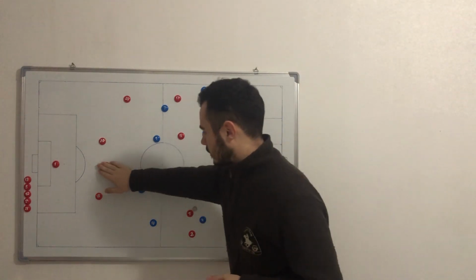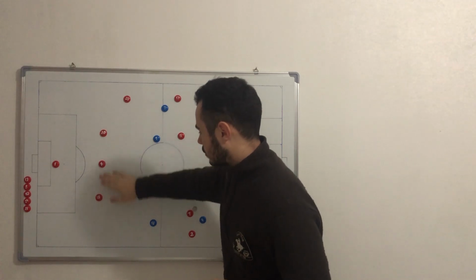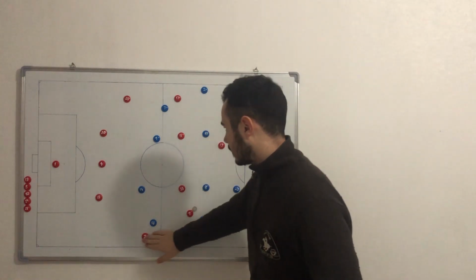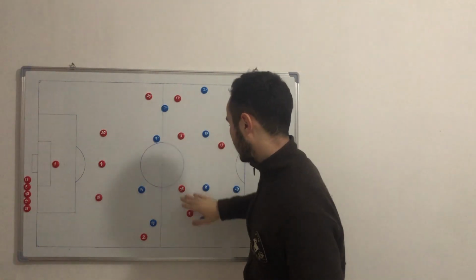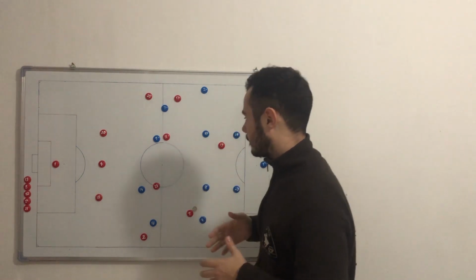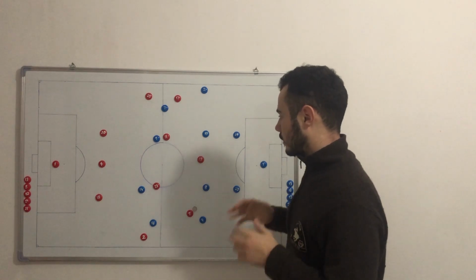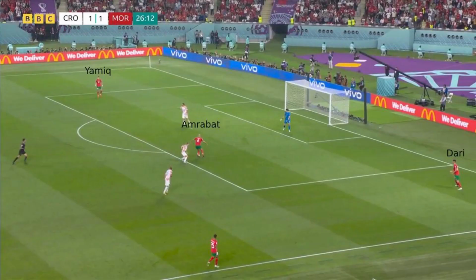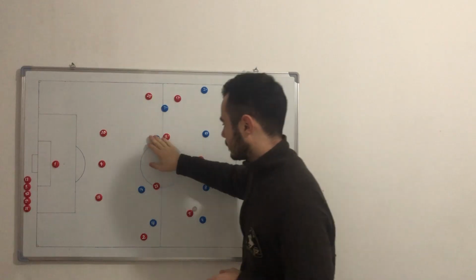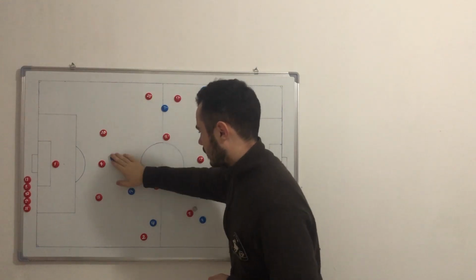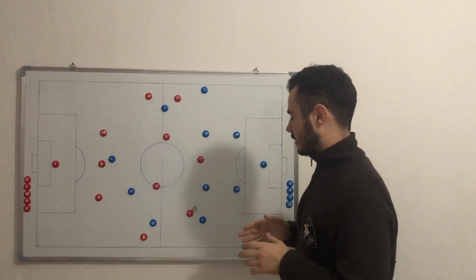Morocco's build-up is Amrabat sitting in the middle of two central defenders, and with wings high, we're gonna see that they are very well organized, but they can't avoid Croatian pressure. So if Amrabat is in the middle of two defenders, we're gonna see that he is pressed by Kramaric or Livaja, and this puts him in difficulty.